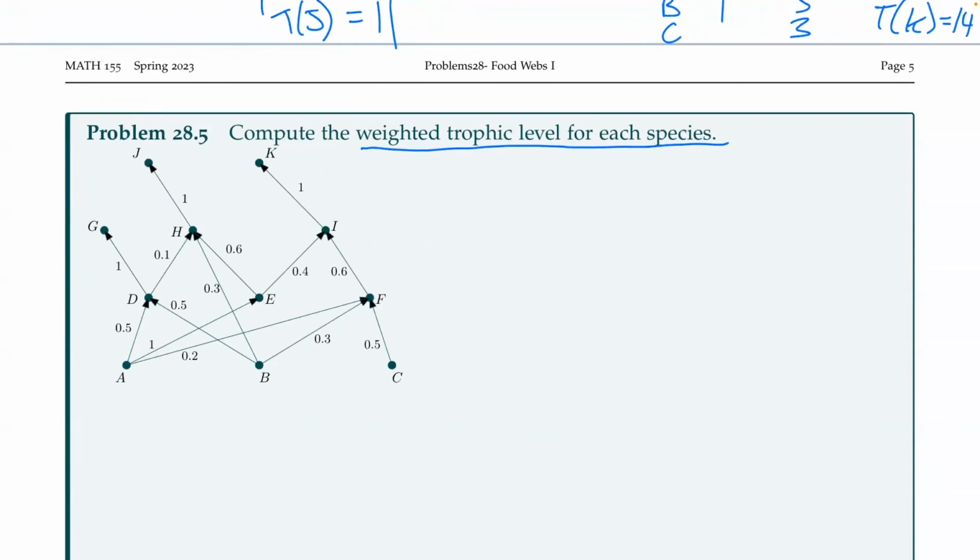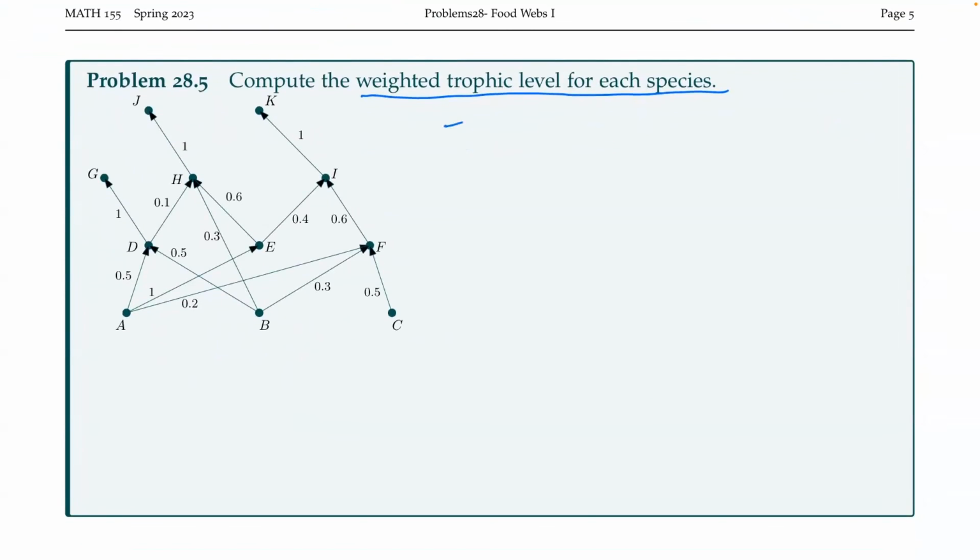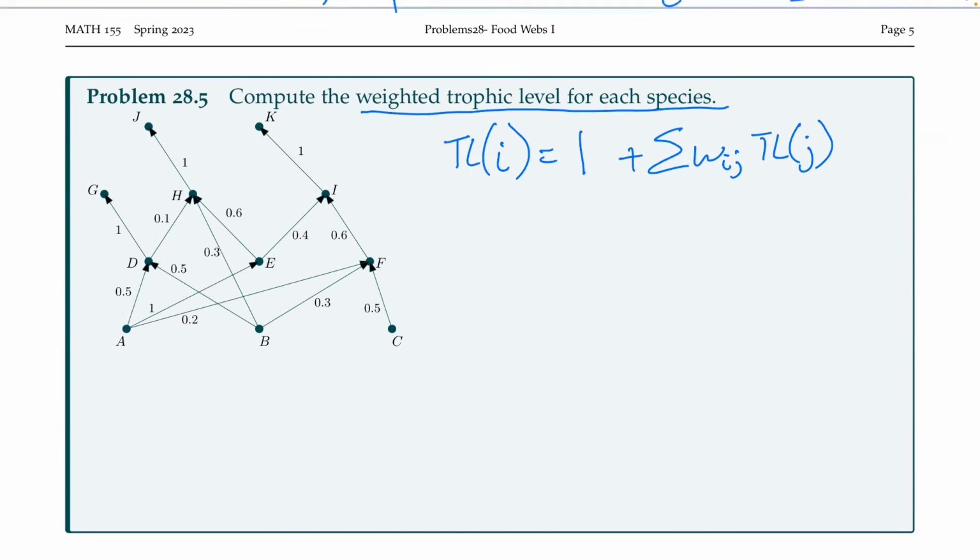Okay, in this case, though, we're just going to compute the weighted trophic level. So remember the weighted trophic level, I'm going to call it TL here. The TL of species I is going to be 1 plus the sum of the weights going from J into I times the trophic level of species J. Okay, so this is a recursive equation. You just need to look at what was feeding into species I. That means you need to know the trophic levels of the things below. Okay. So in this case, we don't want to start from the top down. We definitely want to start from the bottom.